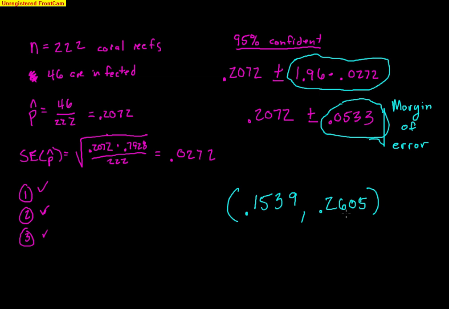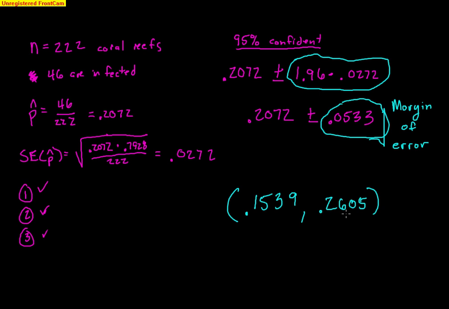And you would need to write out that statement. You want to explain your interval. So I'll say that one more time. I'm 95% confident that the true proportion of infected coral reef is anywhere from 15.39% to 26.05%. So I'm only 95% confident, which obviously is pretty good.